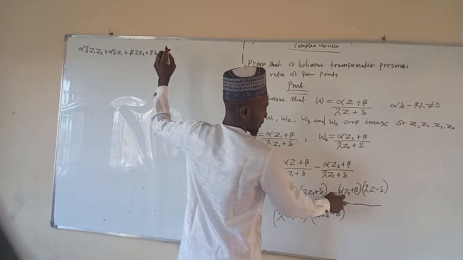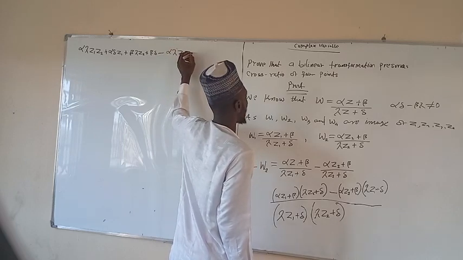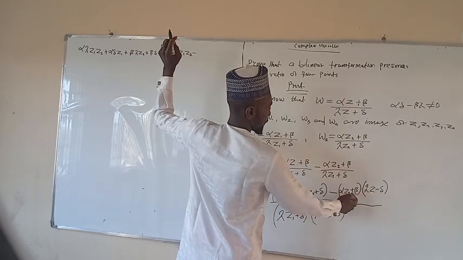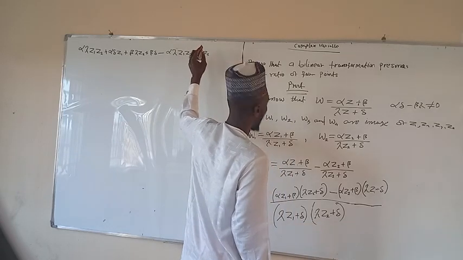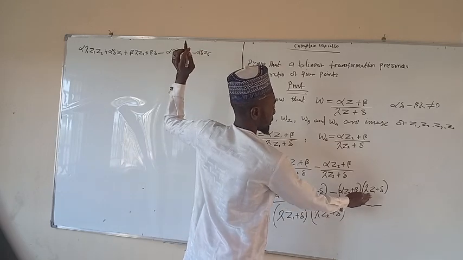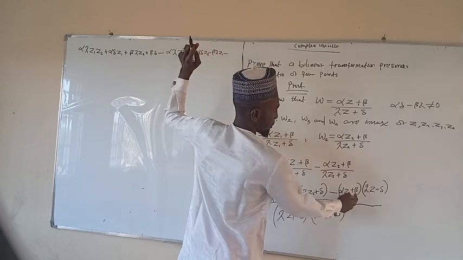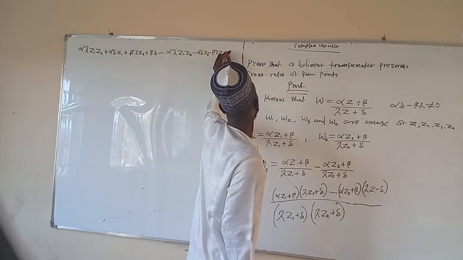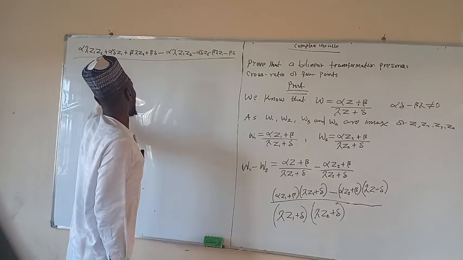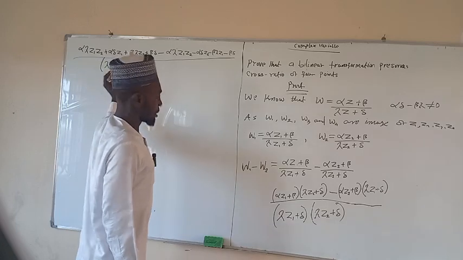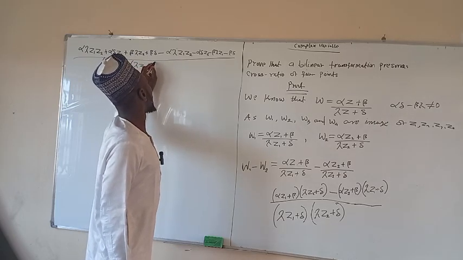Minus alpha lambda z1 z2, minus alpha delta z2, minus beta lambda z1, minus beta delta, all this divided by open bracket lambda z1 plus delta into lambda z2 plus delta close bracket.